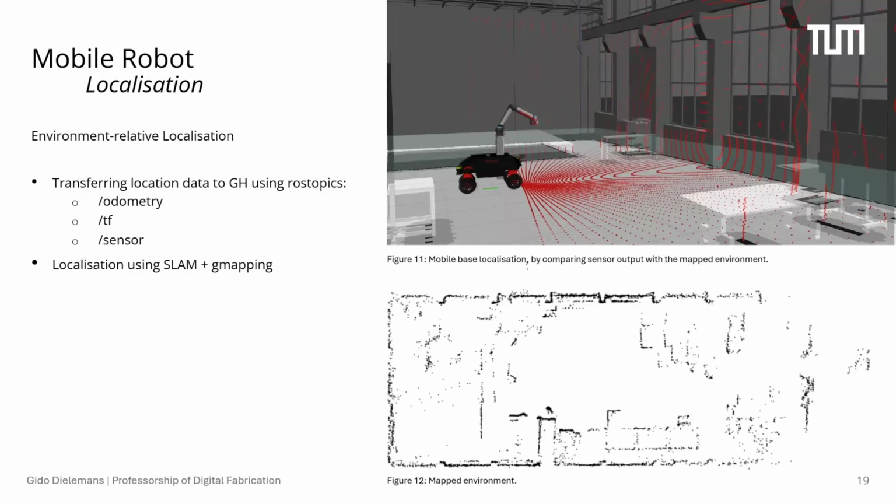This, however, is not as accurate as we need it for printing, which is where our object relative localization comes into play. What we do here is we take information from the odometry topics or the transform topics, or in some cases, the sensor topics into our design environment again to manipulate it there more comfortably.